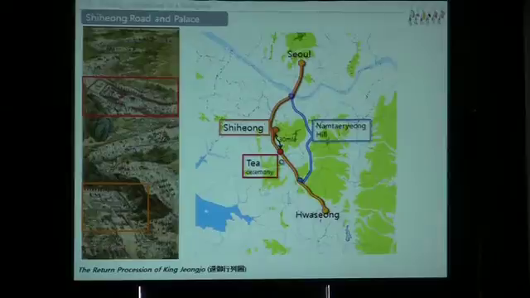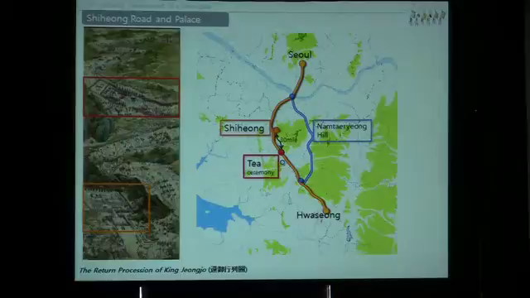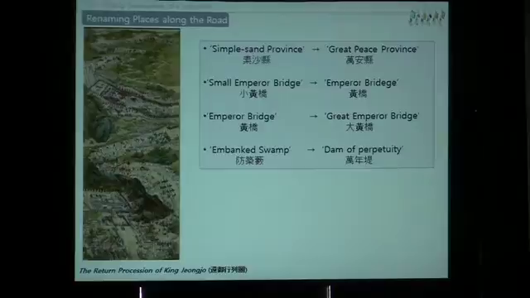Jeongjo was actively developing Hwasong as a secondary capital, and Sihun was being similarly developed to support Hwasong, both economically and militarily. Thus, the new road was not solely to accommodate the procession, but also to stimulate the local economy and improve military transport. Also, while the road was being built, Jeongjo renamed many of the places along the road, giving them names signifying his kingship. For example, Simpulsan province here became Great Peace province, and words such as small and modest were replaced with big, great, and emperor. The new names were carved into steles and displayed along the road.